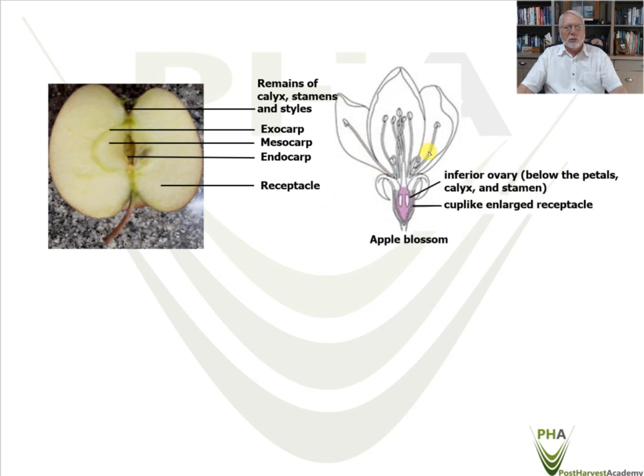This diagram shows an apple blossom with an inferior ovary. That means that the ovary is below the petals, the calyx, and the stamen, inside a cup-like receptacle, and it is this receptacle that swells up during fruit development to produce the edible part of the apple.